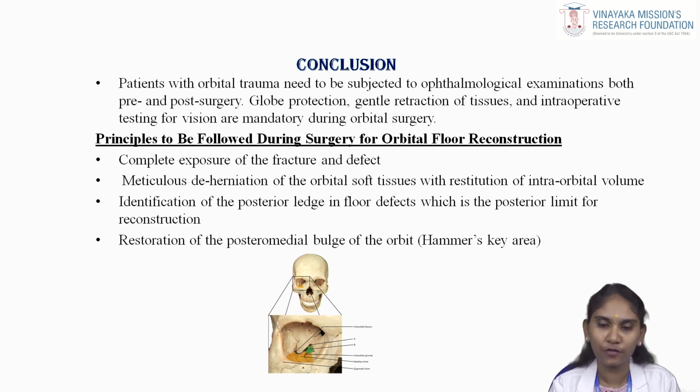So what are the principles to be followed during orbital floor reconstruction? There must be complete exposure of the fracture, and the defect should be exposed completely. Meticulous deherniation of the orbital soft tissues with restitution of the intraorbital volume. Identification of the posterior ledge in floor defects, which is the posterior limit of reconstruction, and the restoration of the posterior medial bulge of the orbit, that is Hammer's key area.